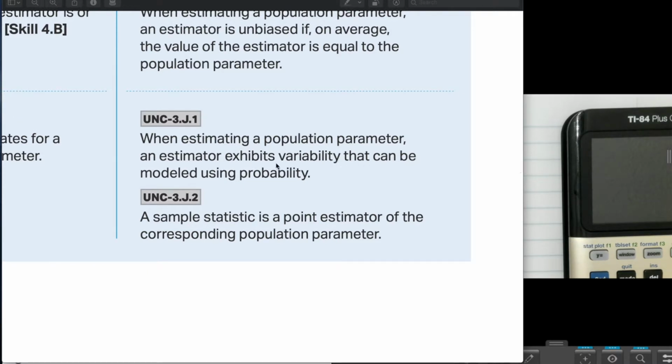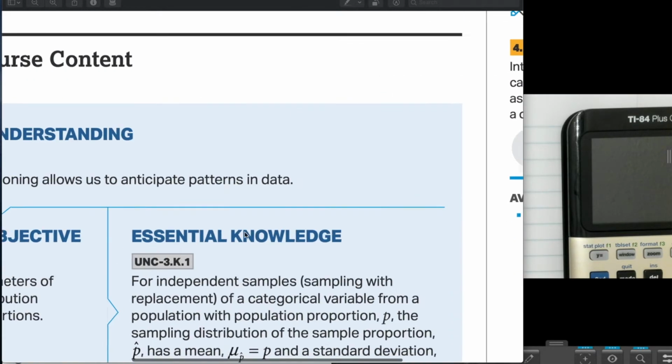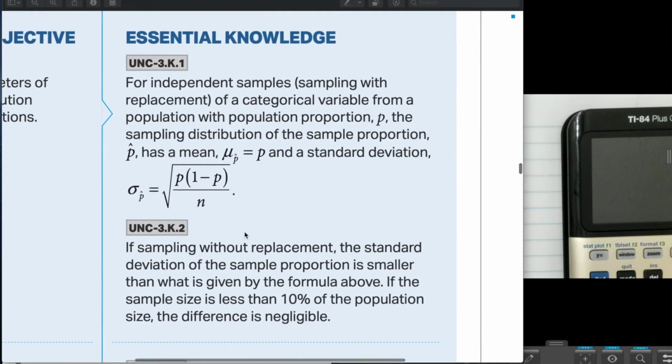Variability can be modeled using probability. That doesn't really mean anything to us yet. And a sample statistic is a point estimator to the corresponding population parameter. Again, that doesn't mean too much, but it's true. All right, so let's look at this specifically for proportions.